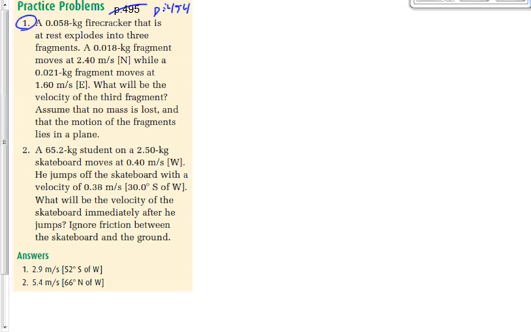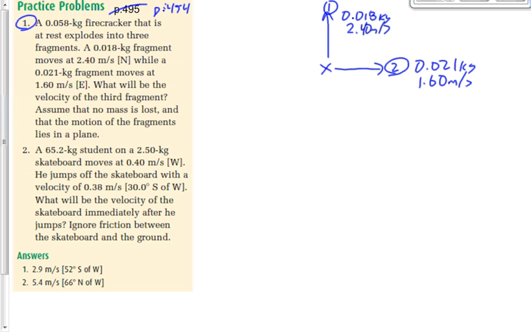It says a 0.058 kilogram firecracker that's at rest explodes into 3 fragments. One of these pieces goes to the north, one goes to the east. Where's the third one going to go? Here's my explosion point right here. We'll mark with an X. We've got one piece that's going to the north, and that piece, we'll call it number 1, 0.018 kilograms, and it has a velocity of 2.40 meters per second. We have another one that's going to the east. Okay, object number 2, it has a mass of 0.021 kilograms and a velocity of 1.60 meters per second. Where do you think the third piece is going to go?